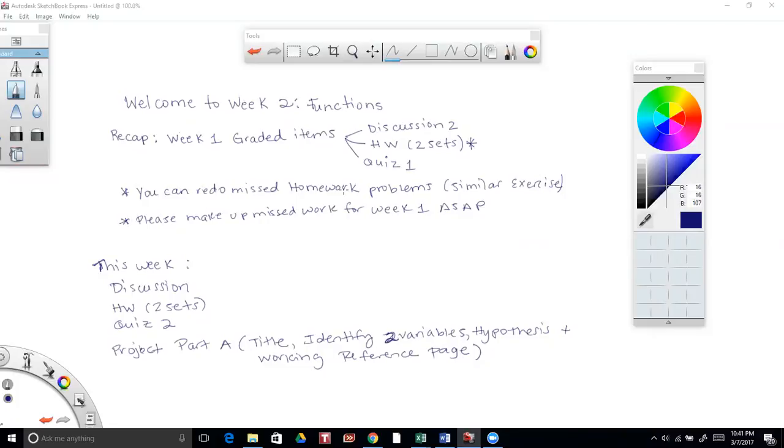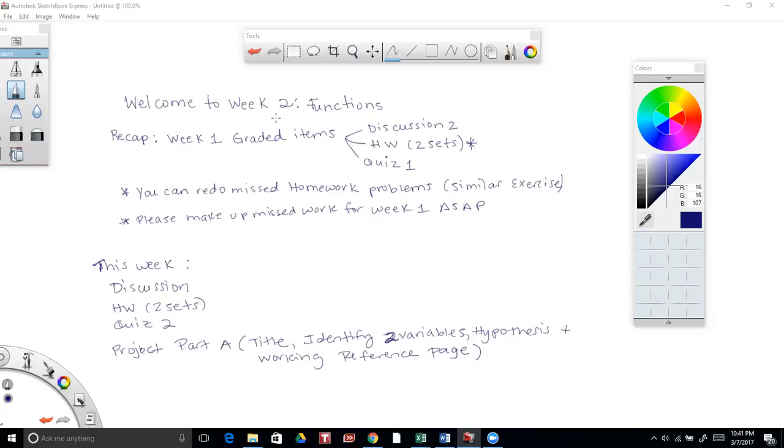Just remember that you can redo any missed homework problem. Okay, if you click on the similar exercise below the missed problem, then a new problem will pop up for you to try. If you get it right, you get credit. So the good thing is you can get hundreds on all of the homework, which will really help out your grade. Also, for the discussions, please make up any missed discussions. The zeros really knock your grade down, okay? So any missed work for week one, make up as soon as possible, okay?